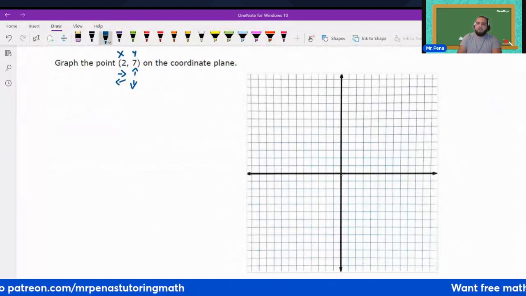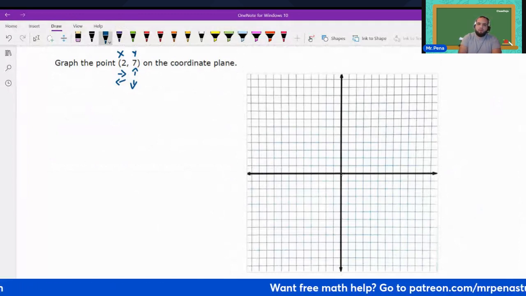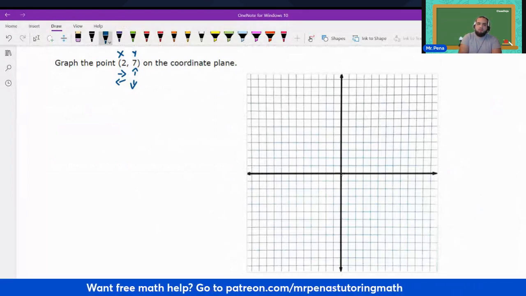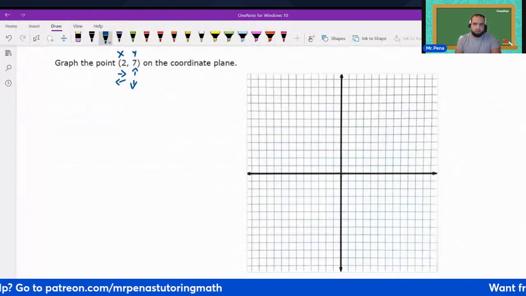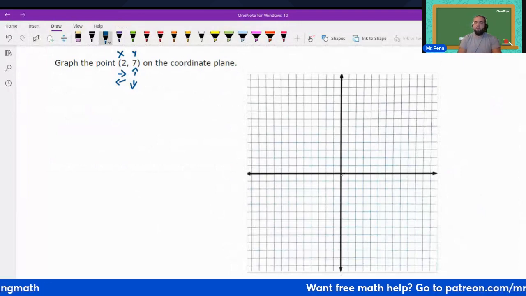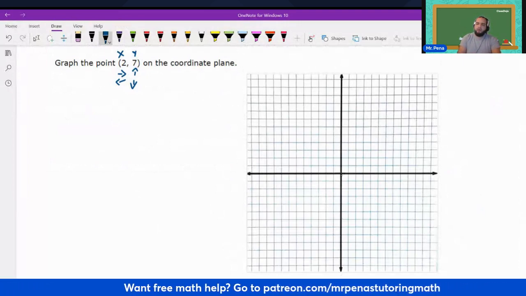So technically, no, we don't have a line. We don't have 2 points. We have 1 point. And again, we're going to call it point A. We like to just name them by letters. And so the first point we'll call A, the second point we'll call B, then C, and so on and so forth. This is 2 and 7.